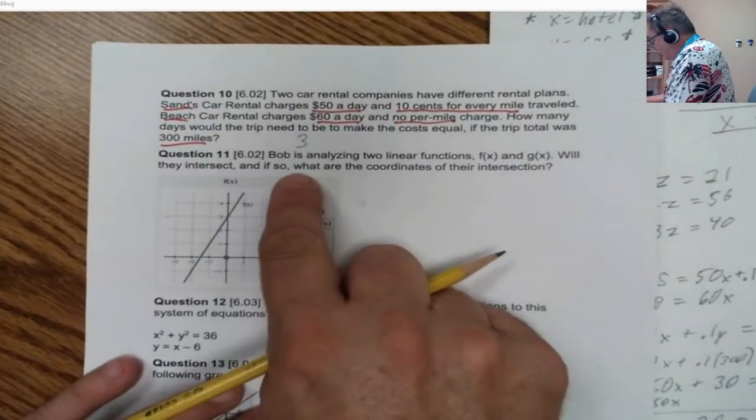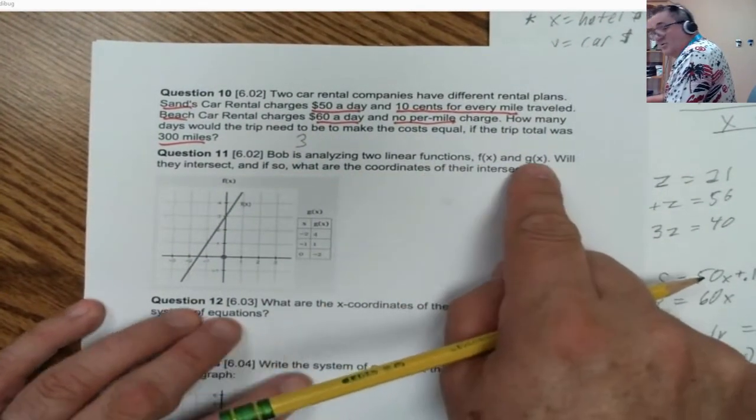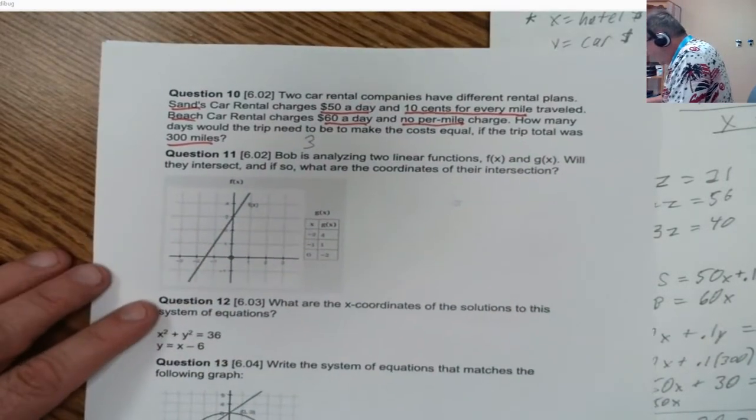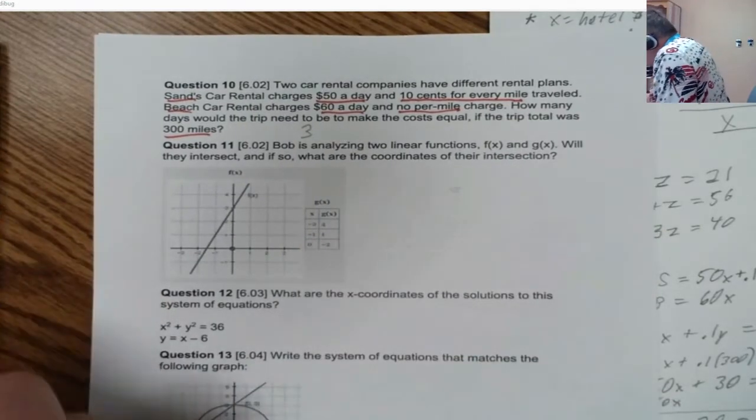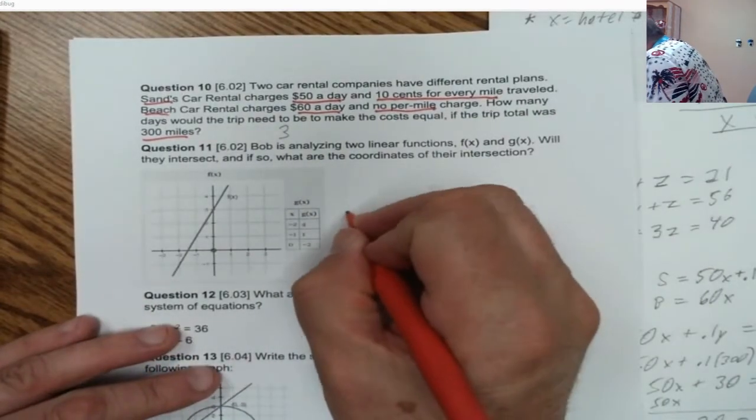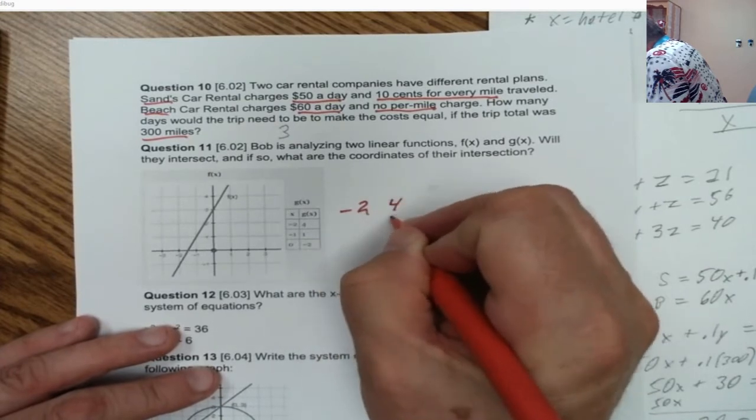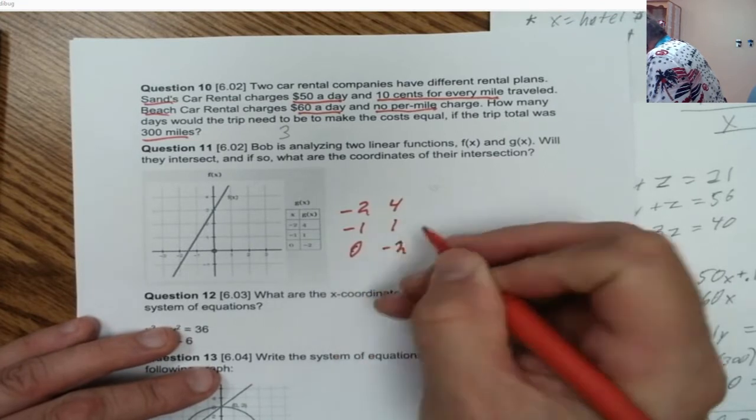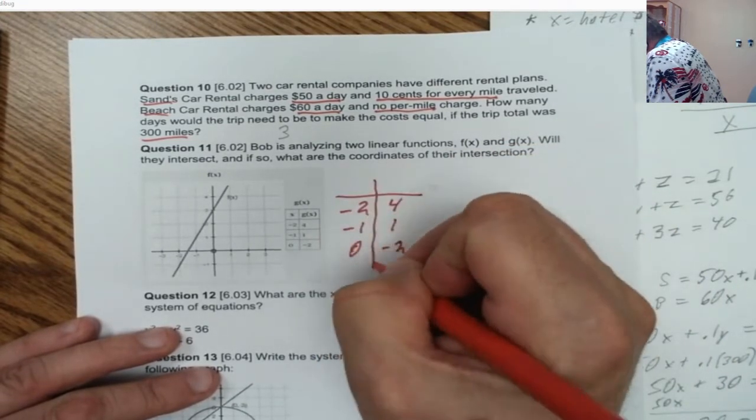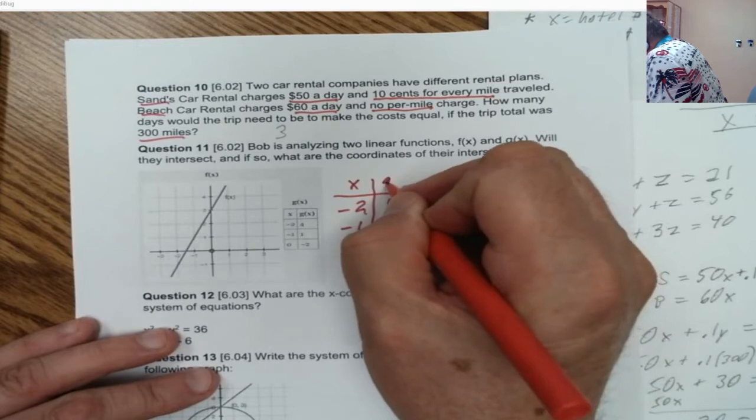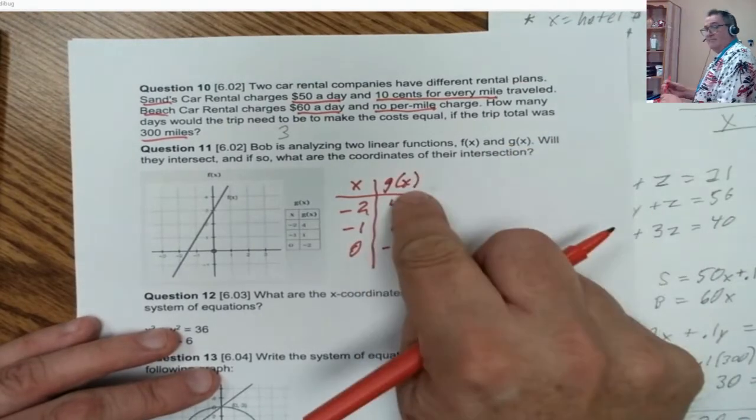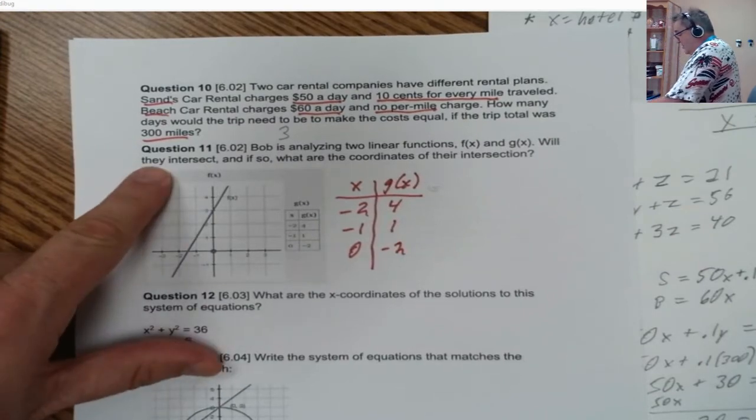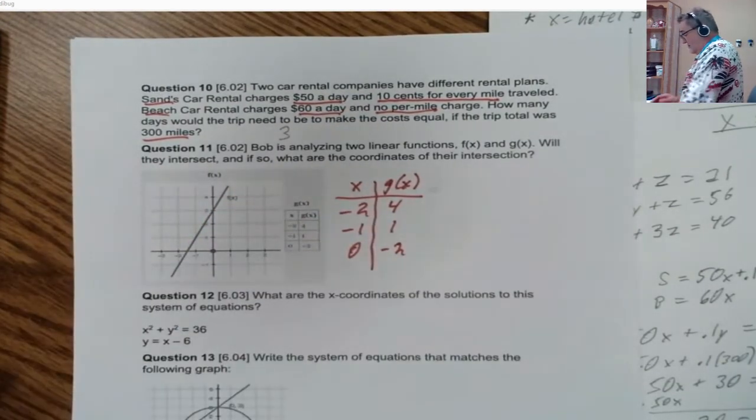All right, Bob is analyzing two linear functions, f of x and g of x. We have the graph of f of x. We have a table for g of x. It's kind of small, so let me write it where you can see a little bigger: -2 and 4, -1 and 1, and 0 and -2. So this is the x, and this is g of x, which is the same as y, right? Will they intersect? And if so, what are the coordinates of their intersection?